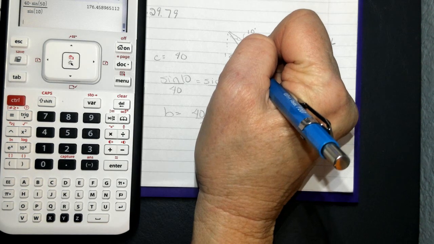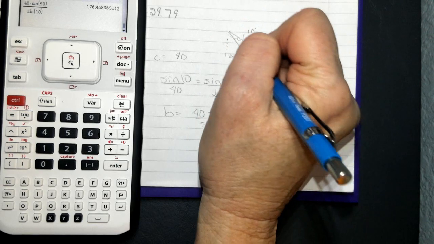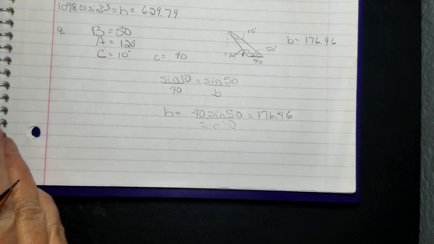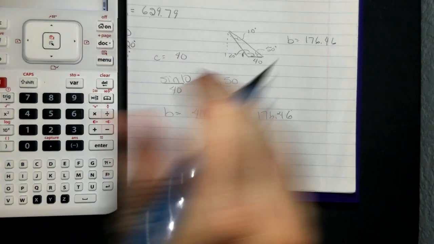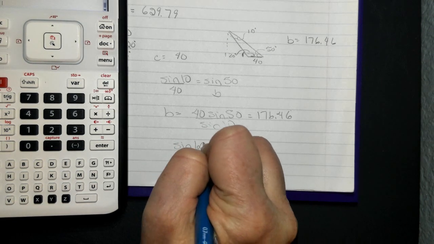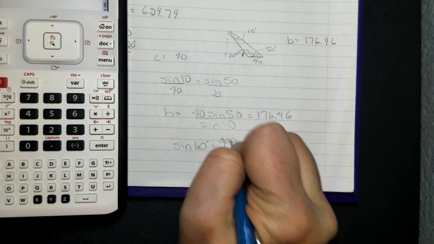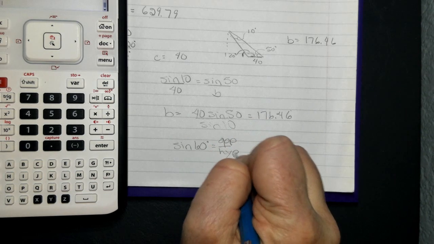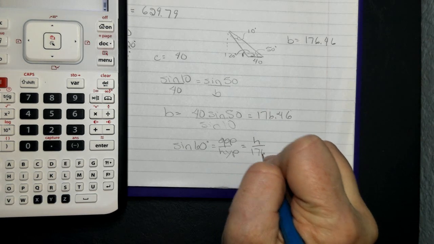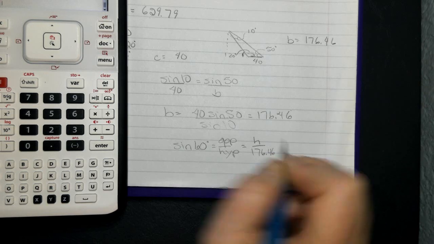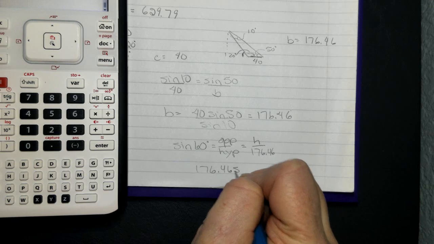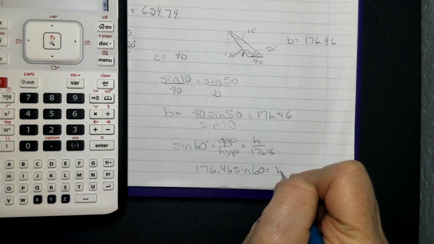Okay, so we know this angle, and we want opposite over hypotenuse. This angle going back again was 60, because this is 120. So now we're going to look at the sine of 60 degrees equals opposite over hypotenuse, which equals h over b, 176.46. So 176.46 sine of 60 equals h.